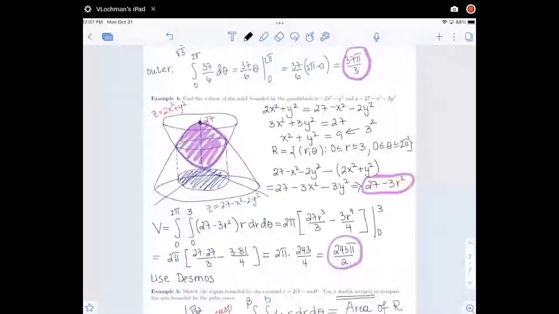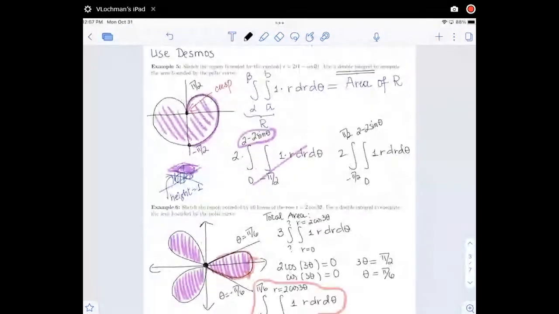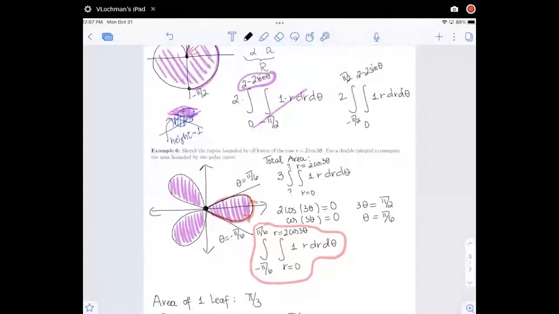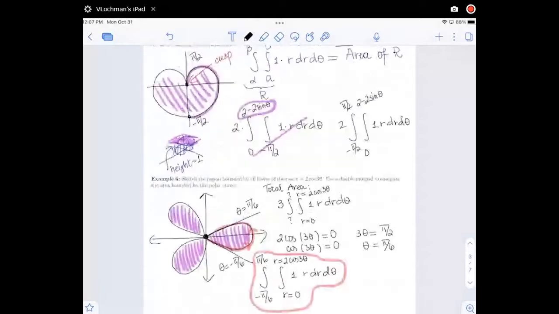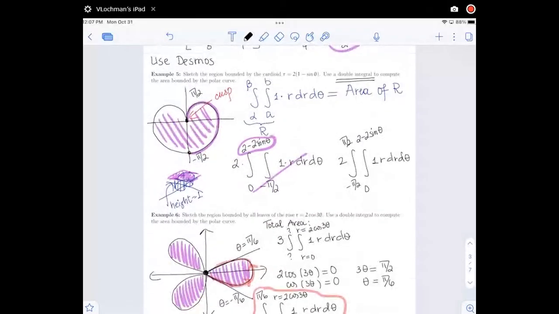You notice that the sine squared is still here, right? So we still need to remember that formula for the double angle identity. And then the connection between the area of integration and the double integral.